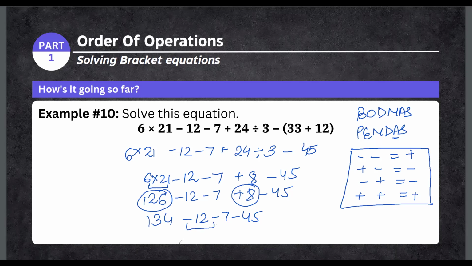So minus minus plus. So 12 plus 7 is 19, which is minus 19. And this minus 45. We have 134 here. Now again minus minus plus. So 45 plus 19. So we have 4 here and 4, 5, 6. So minus 64. So 134 minus 64, right? So let's take 134 minus 64. 4 minus 4 is 0 and 13 minus 6, 7. So 70 is the answer.